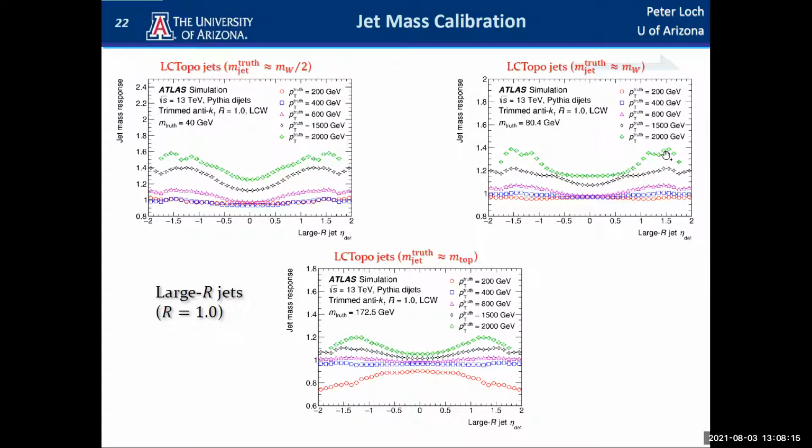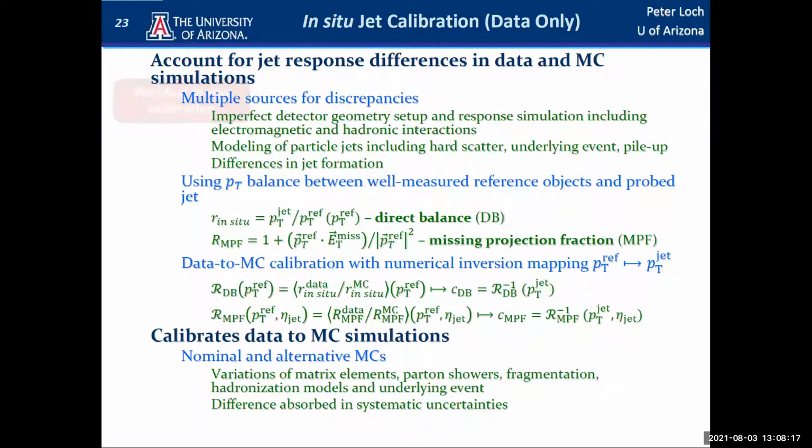So the in situ jet calibration, which is the last point for today, and the one that is only applied to data, accounts for jet response differences between data and Monte Carlo simulations. There can be a whole gang of sources for that. Imperfect detector descriptions in the Monte Carlo, simply not knowing where exactly the detectors are with enough precision, can already be a problem. Then the simulation itself of the electromagnetic and hadronic showers has certain weaknesses and inefficiencies, especially in the hadronic sector.